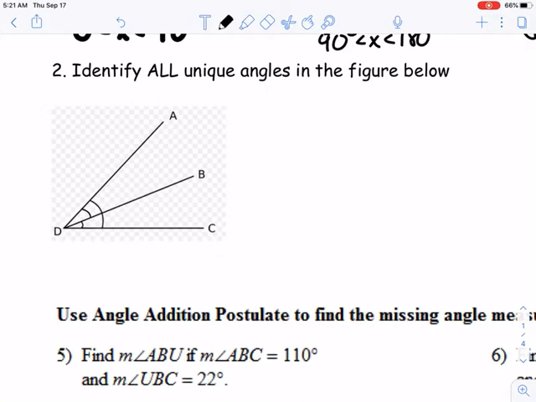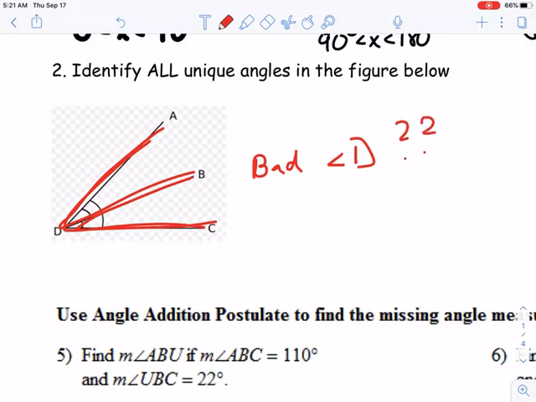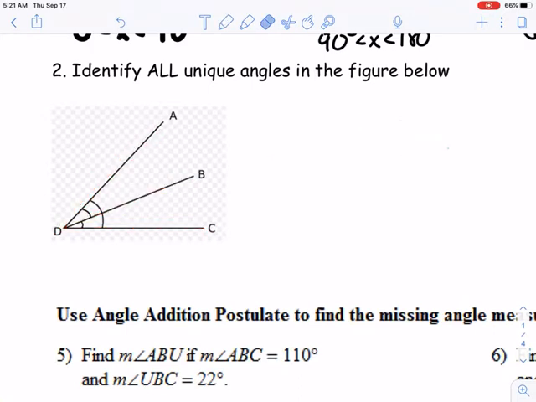Alright, bad. This is bad. Bad would be to say that there's an angle D. Alright, why is that bad? Is this angle D? Is this angle D? Is this angle D? This just leads to mass confusion, alright? I don't know what to do. Sometimes we can call it by a single letter when it's just an isolated angle and no adjacent sides or adjacent angles, anything like that.